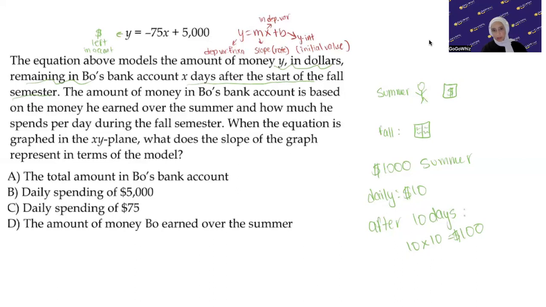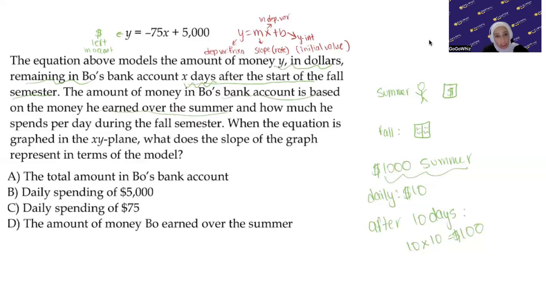Right? So then that's what's going on over here. They said that he has a certain amount that he's starting with, and he's spending a certain amount on a daily basis. So over here, x days, we're looking at the number of days that this is going to be going on in the fall semester. And then it's saying that the amount of money in his bank account is based on what he earned in the summer. How much does he spend per day, right?